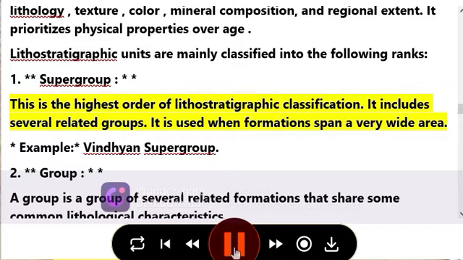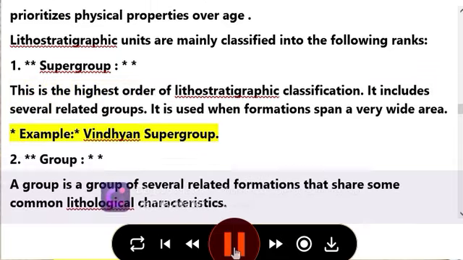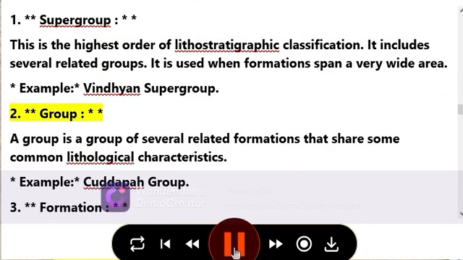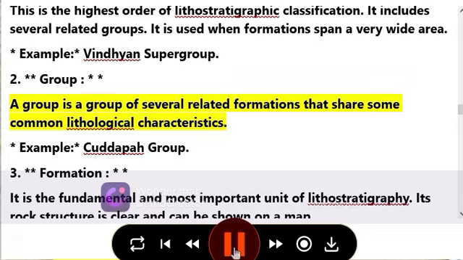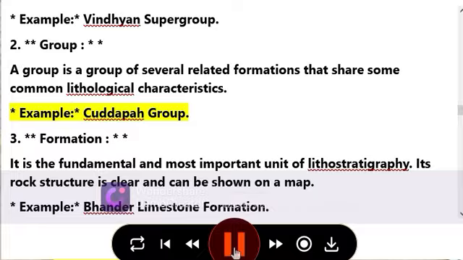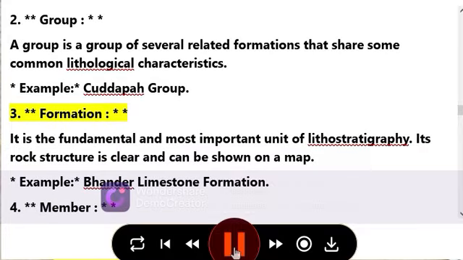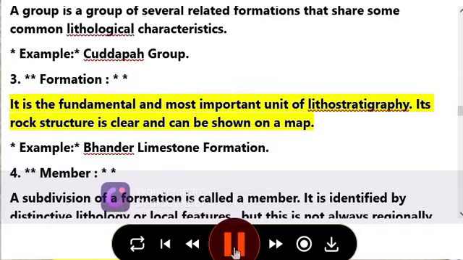1. Supergroup. This is the highest order of lithostratigraphic classification. It includes several related groups. It is used when formations span a very wide area. Example: Vindhya supergroup. 2. Group. A group is a group of several related formations that share some common lithological characteristics. Example: Kudpa group.